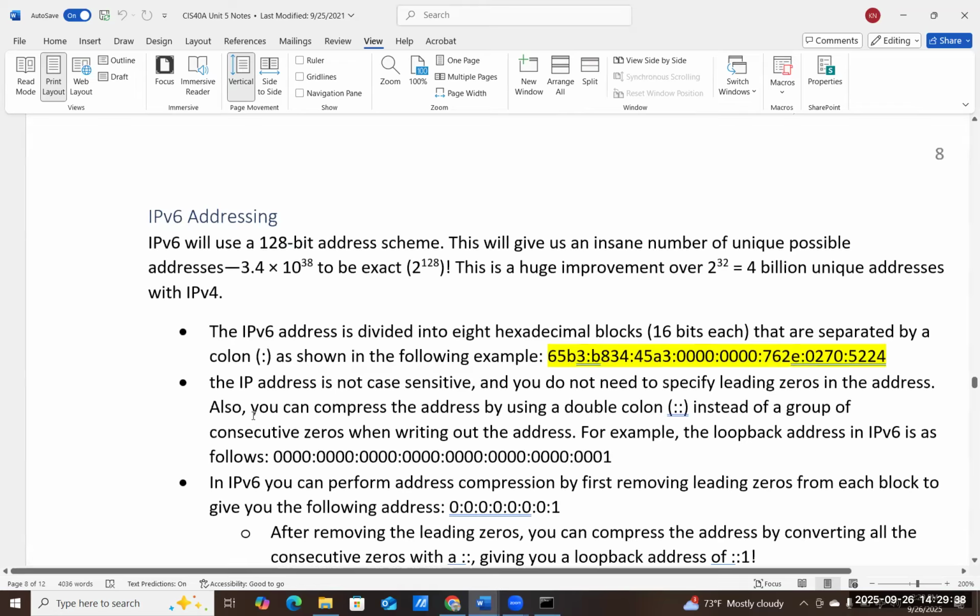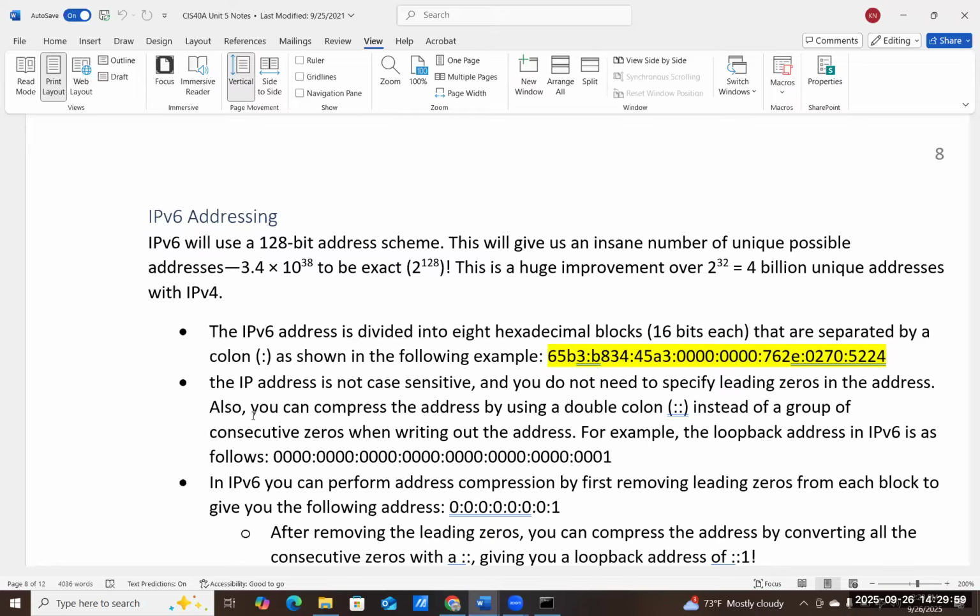Okay, so let's break down the hexadecimal. Today you're going to learn a little bit more about hexadecimal. I'll give you an example here, right? This is what you would see in IPv6. That's what it looks like. It looks kind of like the MAC address, but much longer, right?